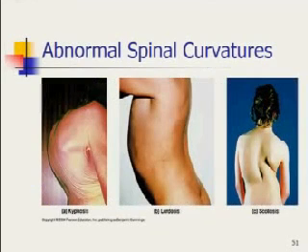Here are some examples taken from your text of the various abnormalities that can be seen in the spinal curvature. The first to your left is an example of kyphosis. In the center is an example of lordosis, or an exaggeration in the lumbar curvature. And then finally, scoliosis is lateral curvature of the spine.